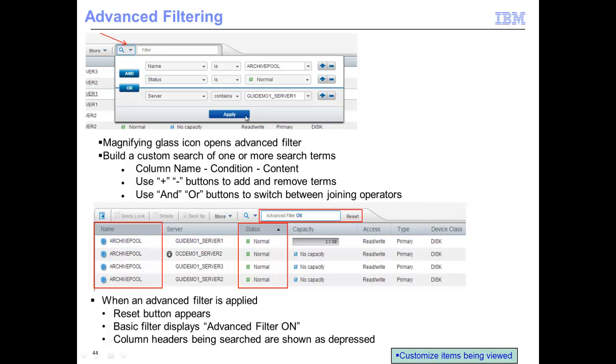Once you've issued an advanced filter, you'll see Advanced Filter On show up in the search category. And the specific categories that you searched on will show up highlighted. They'll look as though the column's been depressed, so you'll see the column header is a little bit different color. And then to reset the filter, you can simply click on the reset.